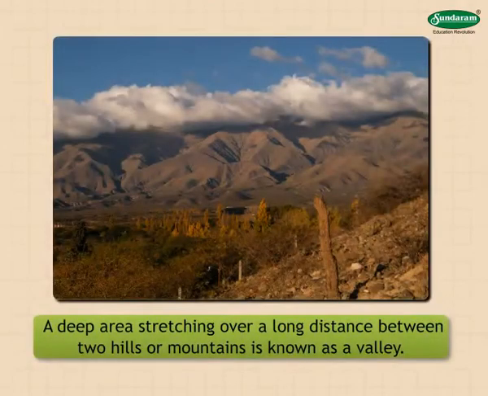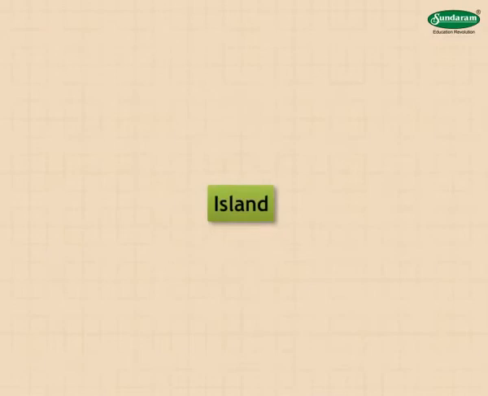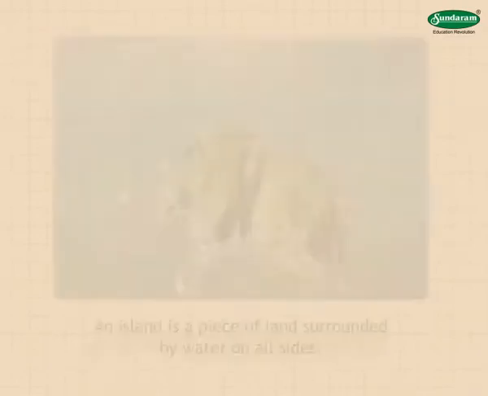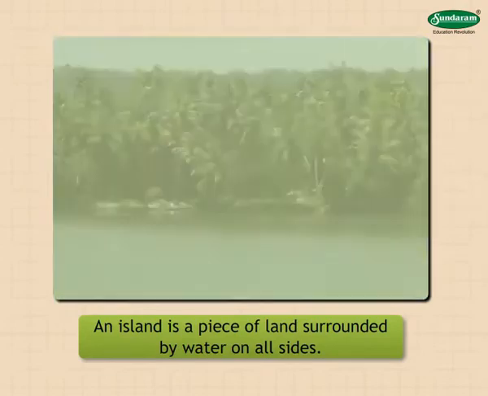Valley. A deep area stretching over a long distance between two hills or mountains is known as a valley. Island. An island is a piece of land surrounded by water on all sides.